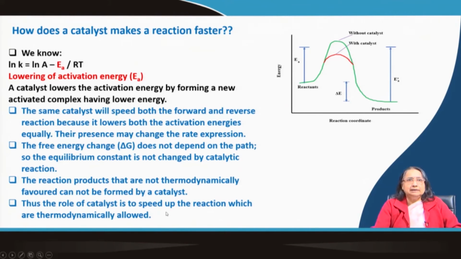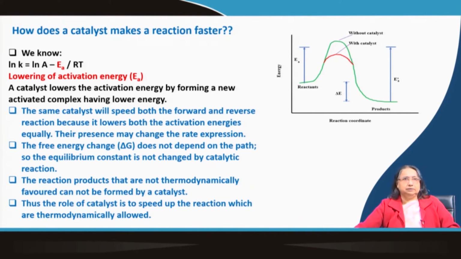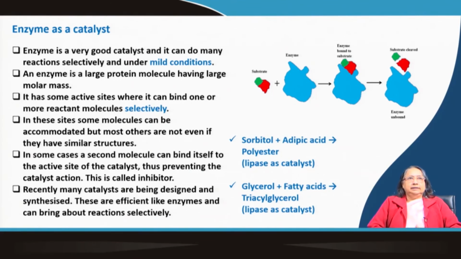Thus, the role of catalyst is to speed up the reactions which are thermodynamically allowed. The reaction should be thermodynamically allowed, but by applying a catalyst you can change the speed or rate of the reaction. This is a very important concept. Now, enzyme as a catalyst.